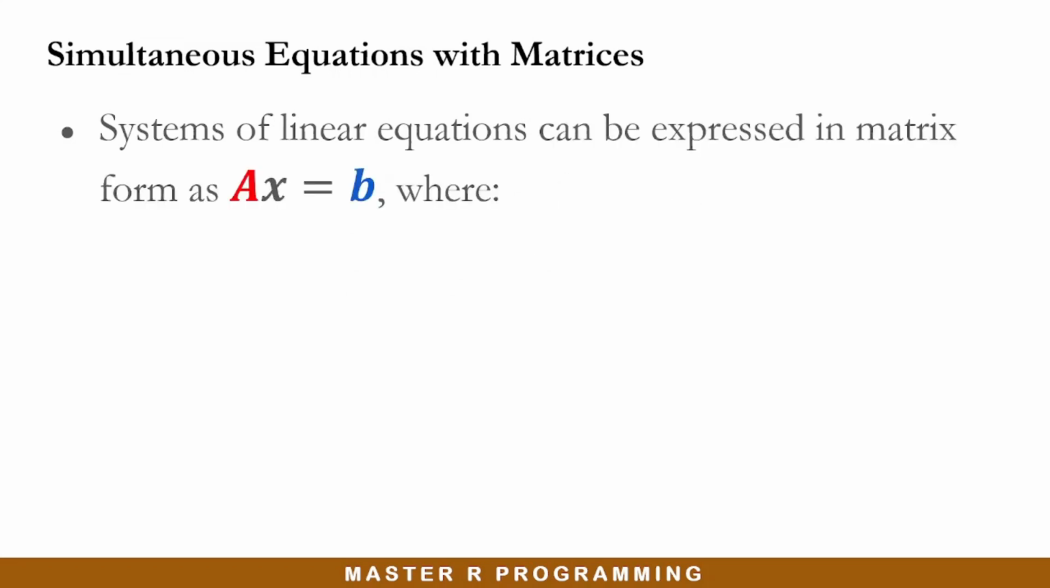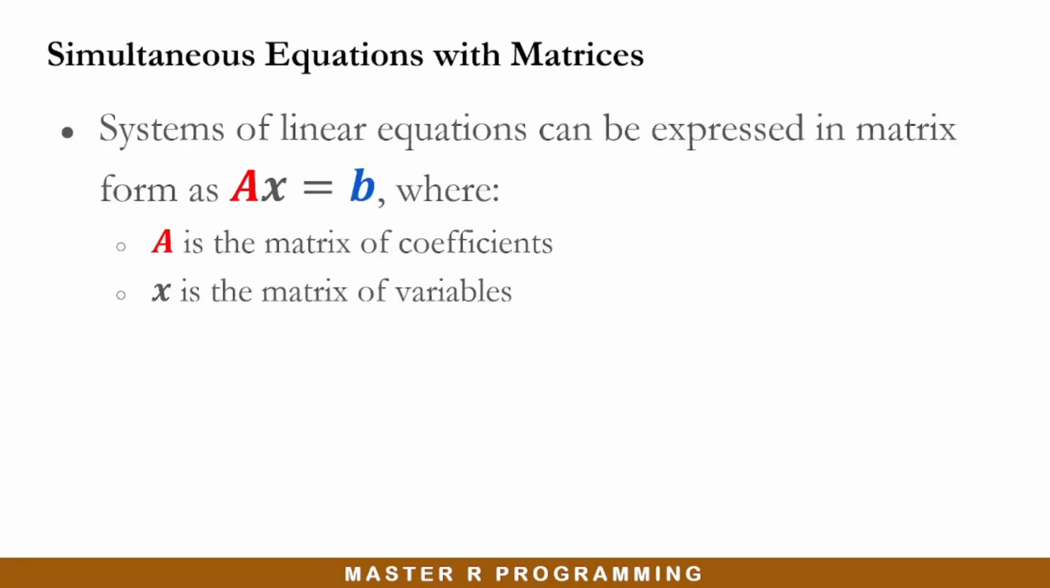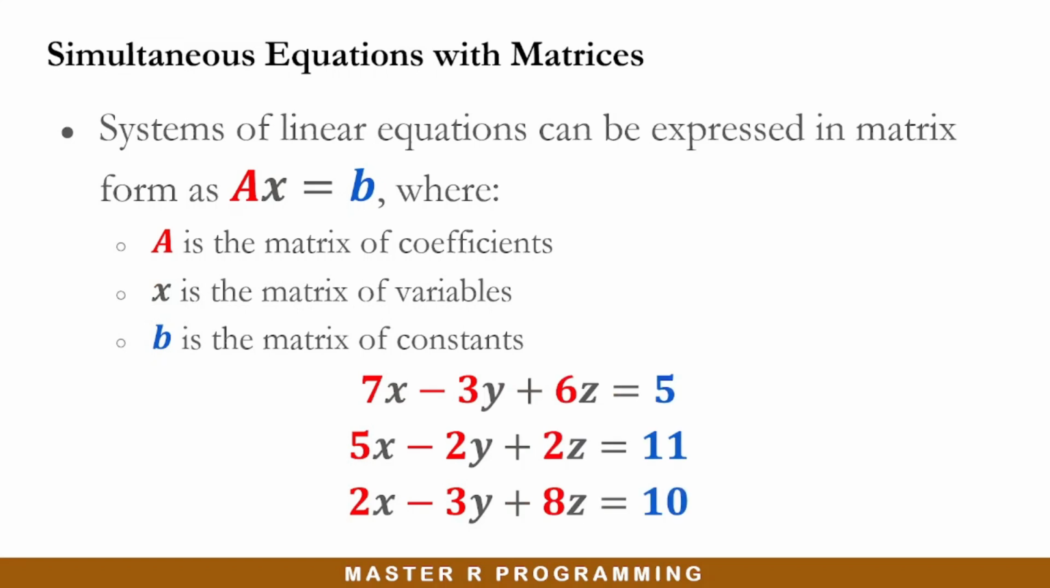Generally, systems of linear equations can be expressed in matrix form as Ax = b, where A is the matrix of coefficients, x is the matrix of variables, and b is the matrix of constants. We use colors to differentiate between these matrices. You would notice that the coefficients are colored red, the variables black, and the constants blue.